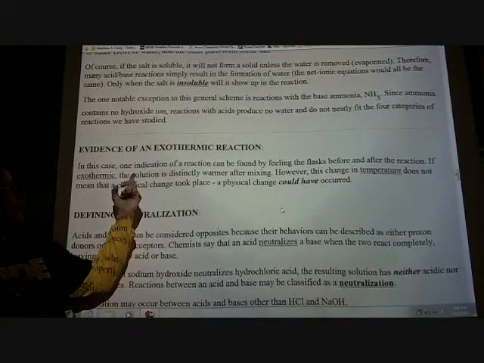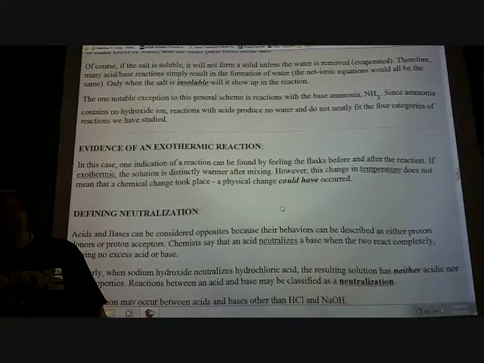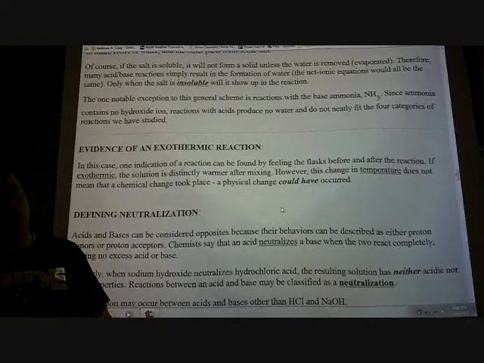This one's kind of a goofy one. How are you going to be able to tell if a reaction is exothermic? Not see it, feel it. Yeah, that's all right.